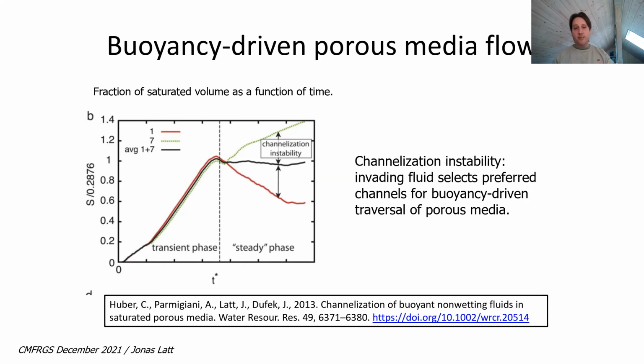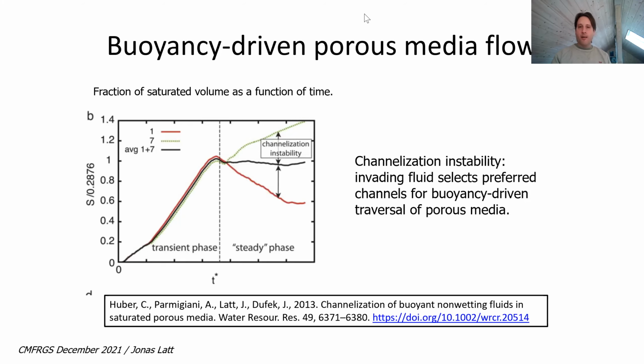The x-axis is time, the y-axis is the saturation of the porous media with the invading gas, and you see that with the green curve you can have at one point a larger saturation, and with the red curve a smaller saturation, which is the channelization instability, because different preferential paths were created in both cases.